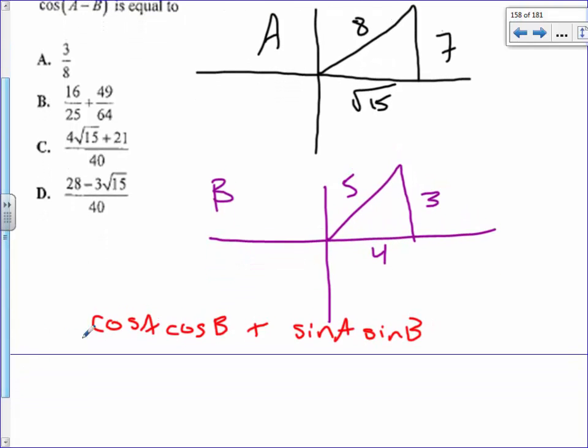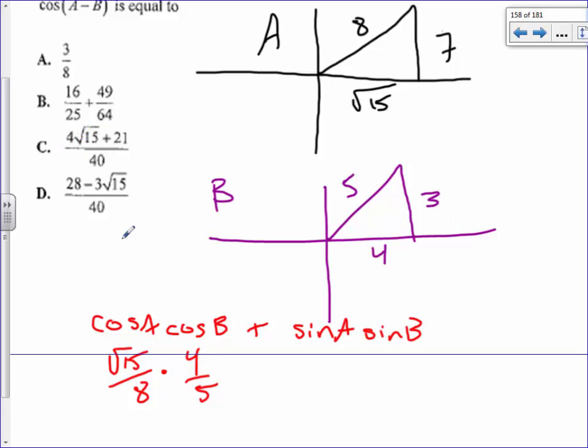Okay, let's try this. Cosine of A. Here's my A triangle. The cosine of A would be the adjacent over the hypotenuse. Then I need the cosine of B. So in the B triangle, the adjacent would be 4 and the hypotenuse would be 5. I am starting to see where this could go. 8 and 5 on the bottom is a 40. I feel like C and D are our best bets here. Actually, C looks really promising because the top is literally 4 root 15. That's what the top right there is.